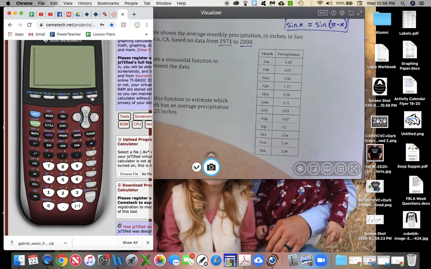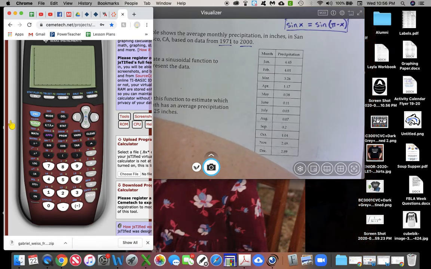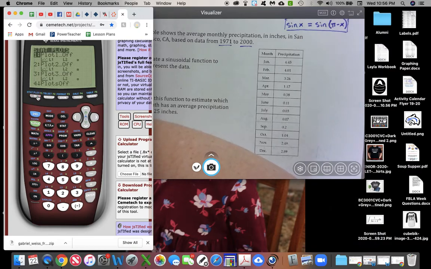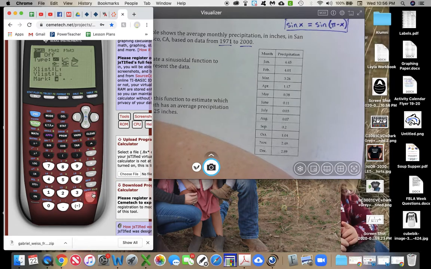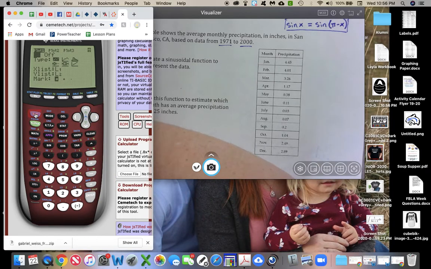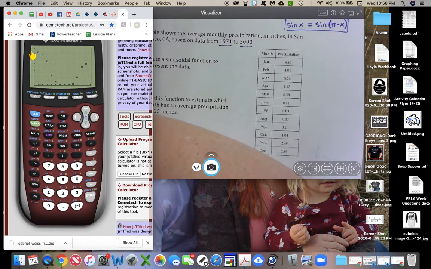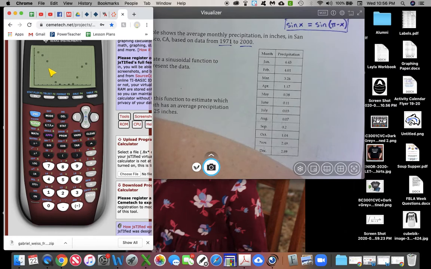Let's graph. Nope, it's not going to graph. That's because my stat plot's off. So go second y equals if you want to turn your plot on, and enter. Now my plot is on. Second quit, and I'm going to go graph again. There it is. Okay, so it kind of looks like a little curvy thing, which it should. It's going to be a sinusoidal function, so that curve is going to be a sine or a cosine, okay?